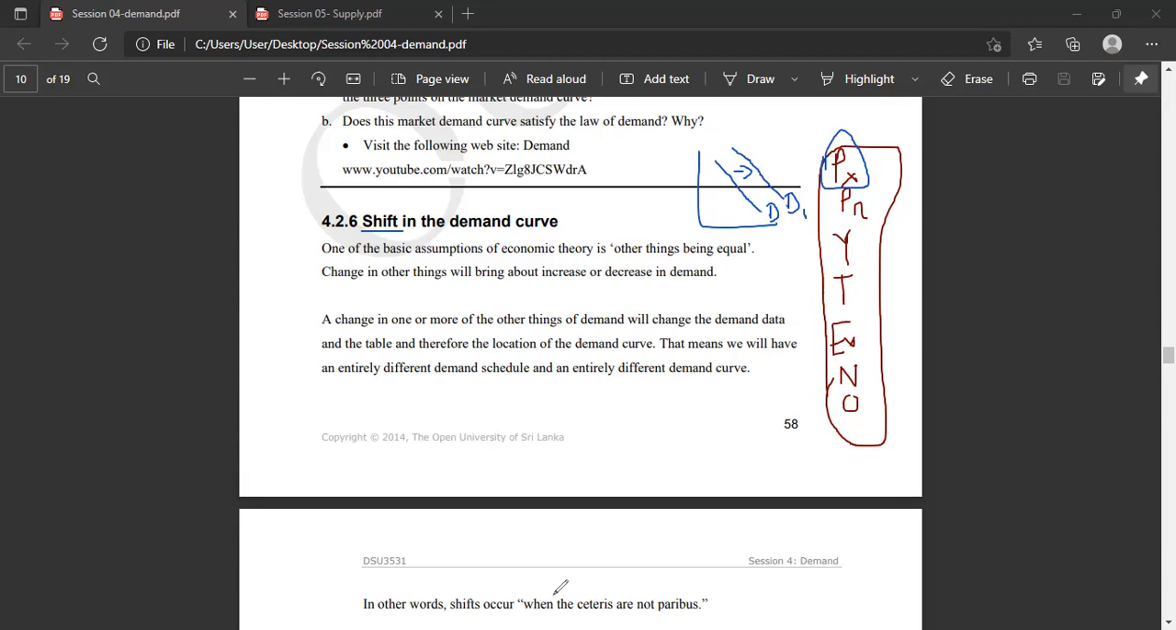Understood? Any doubts you all have? Sir, can you please repeat that in English? Yeah, that means remember the demand curve will be shifted only when the factors other than the price of the same commodity change. If the price of the same product changes, the demand curve will not be shifted. If something happens other than the price of the same product, definitely the demand curve will be shifted.